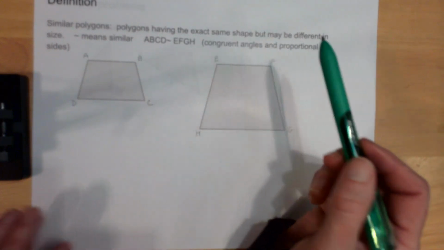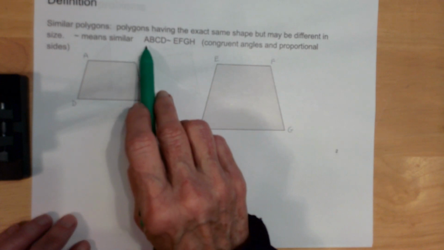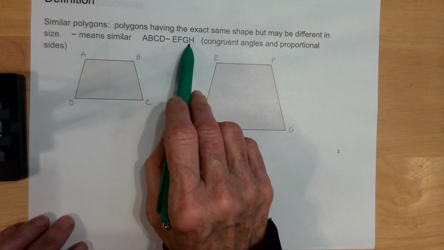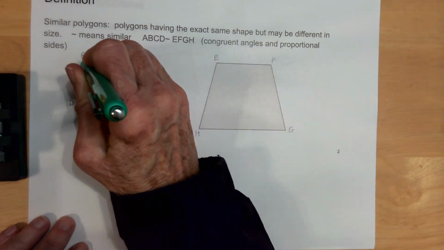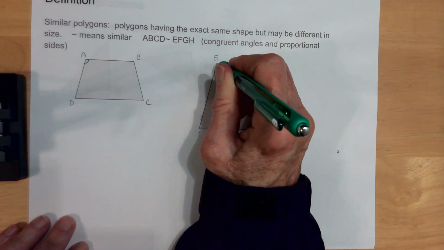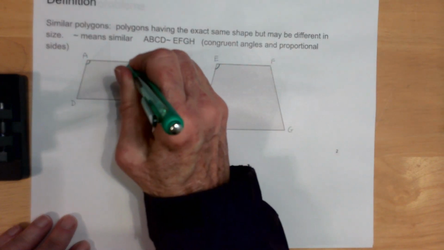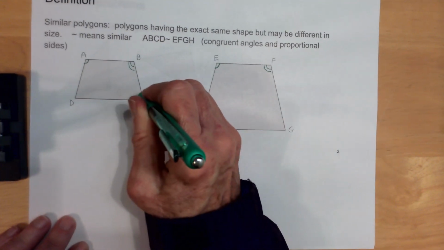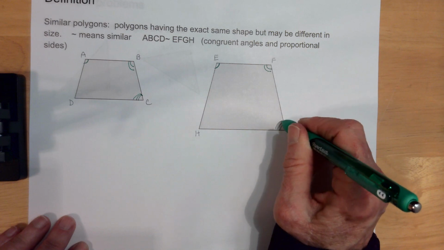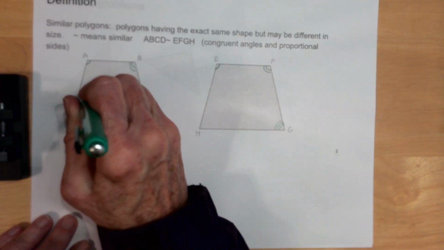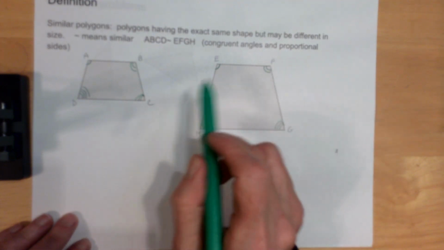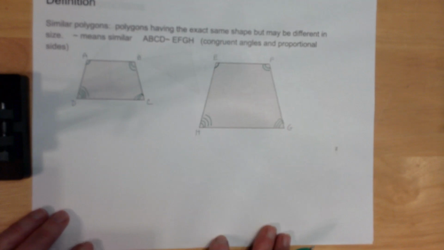So if I look at these two polygons, they are both trapezoids, and I say ABCD is similar to EFGH, it means that angle A is congruent to angle E, angle B is congruent to angle F, angle C is congruent to angle G, angle D is congruent to angle H. But it also means that the sides are proportional.